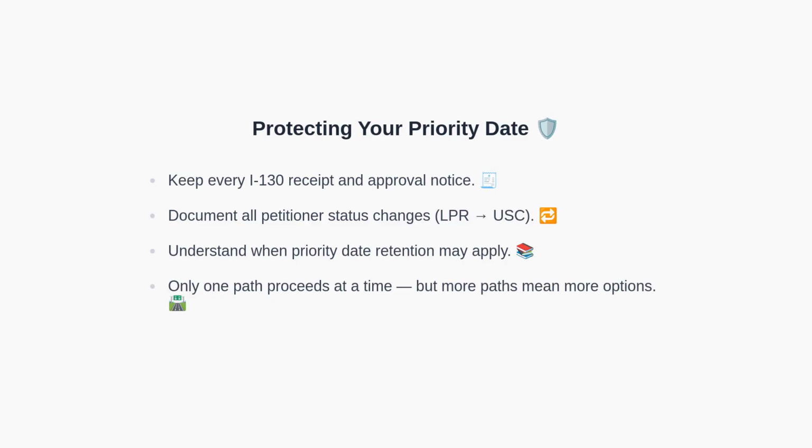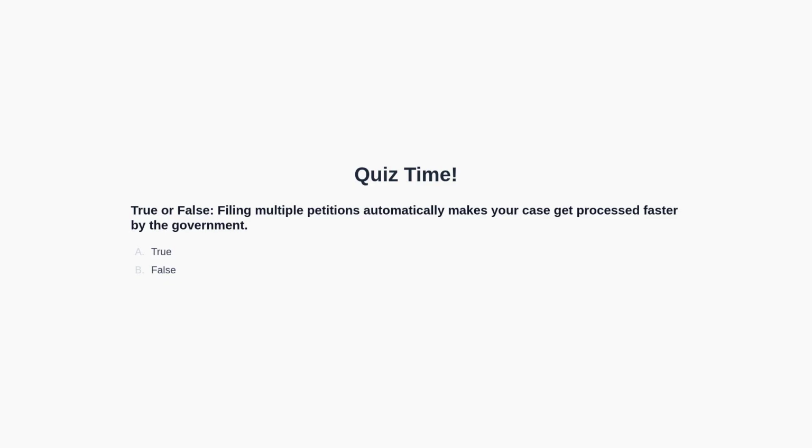With these safeguards in mind, let's test your understanding with a quick quiz. Question: true or false? Filing multiple petitions automatically makes your case get processed faster by the government. Option A, true. Option B, false. You may pause the video now to think about the answer. We will discuss the answer in the next section of the video.